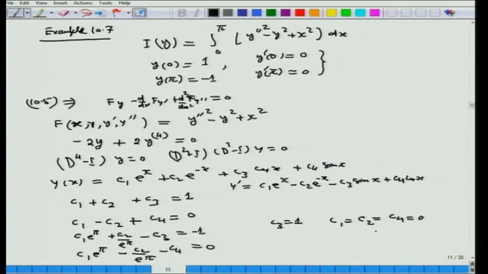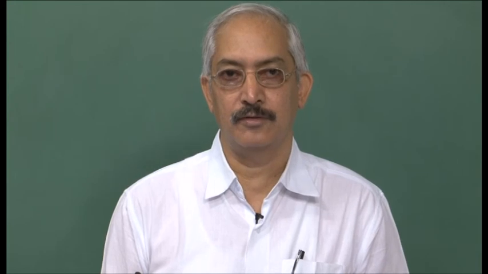Since this system is having a unique solution, we can see that c 3 equal to 1 and other things are 0 gives you the solution, and we get the extremal y as a function of x as cos x. So, here we considered more general functionals.